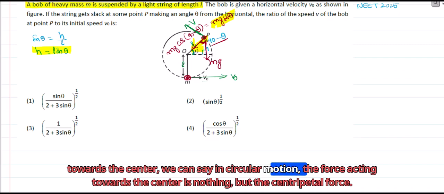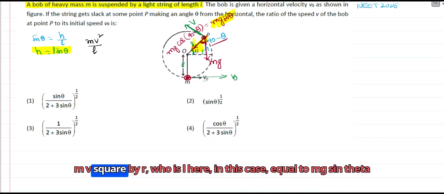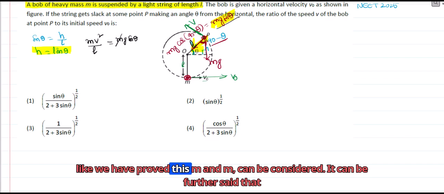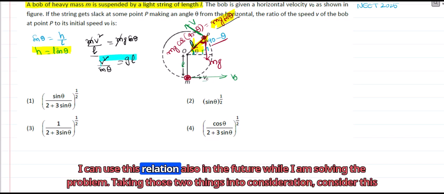Once you understand that it is a force acting towards the center, we can say in circular motion the force acting towards the center is nothing but a centripetal force. So you can write mv square by r, which is L here in this case, equal to mg sin theta, like we have proved. This m and m can be cancelled. It can be further said that gL, get this L to that side, is V square by sin theta. I can use this relation also in the future while I am solving the problem.